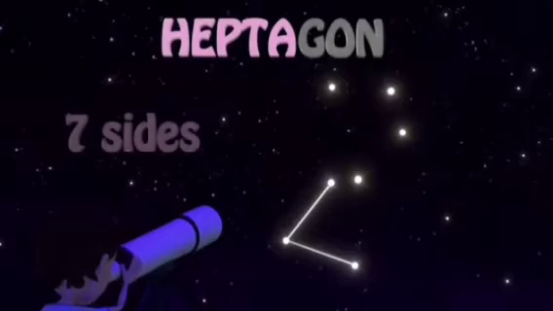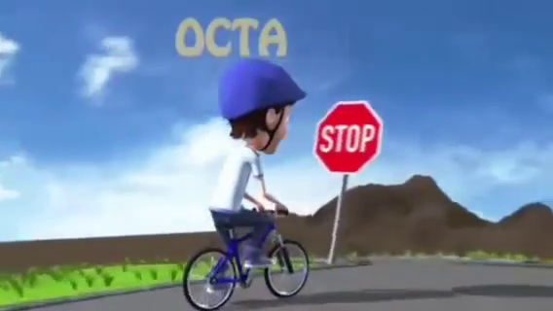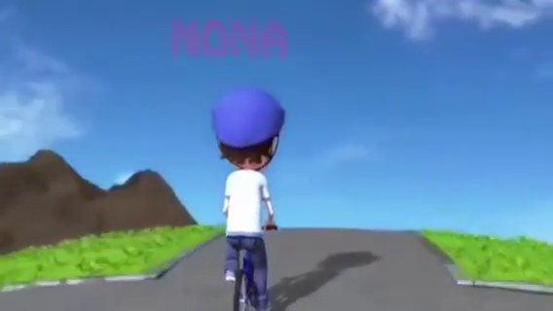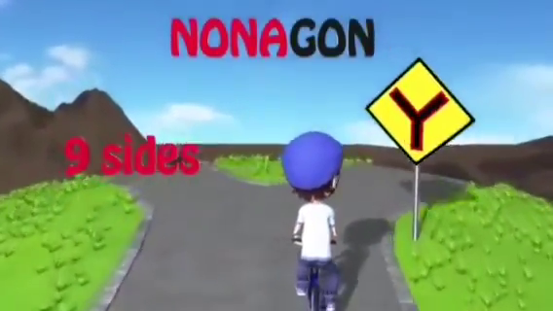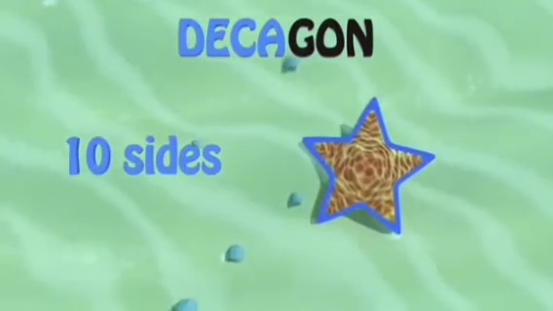a heptagon has 7 sides, an octagon has 8 sides, a nonagon has 9 sides, and yes, a decagon has 10 sides. Now take a look at these polygons again.